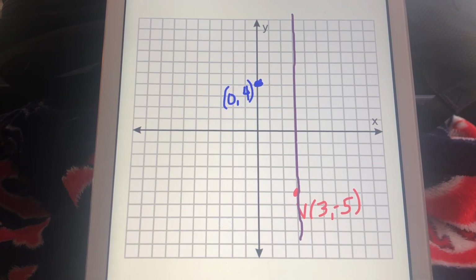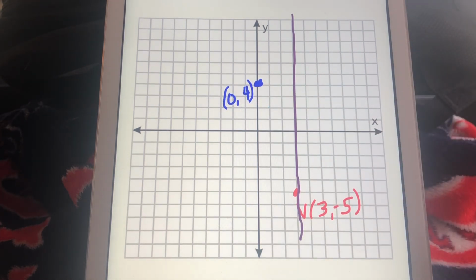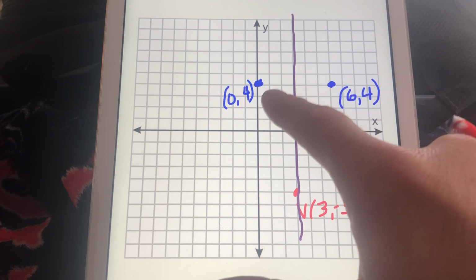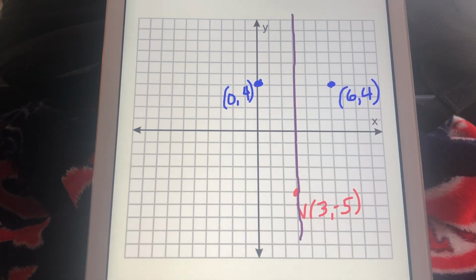All right, and then we want to use the concept of symmetry. So notice this point is 3 units to the left of the line. So we're going to put another point on the other side of the axis of symmetry, 3 units to the right of the line. So the coordinates for that ordered pair should be 6, 4. So notice the y-coordinate is the same, and both points are equidistant in terms of their x-coordinates from the x-coordinate of the vertex. So they're both 3 units away.